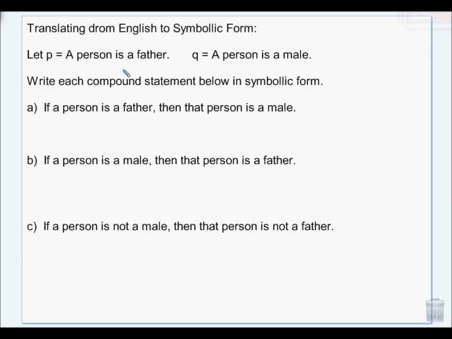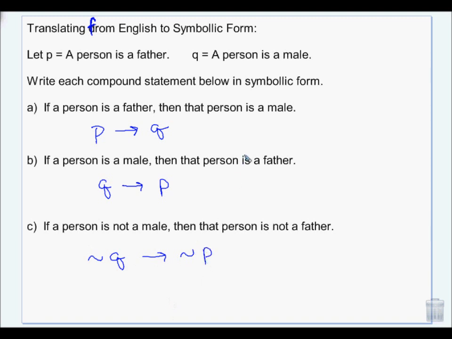All right, so we're going to translating. Wow. I think this is my most typos so far. Okay, from English to symbolic form. So if P is a person is a father, Q is a person is male. We're going to write them in symbolic form. So P is a person is a father. So if P, then Q. Okay, if a person is male, that's Q, then a person is a father, P. If a person is not male, so not Q, then not P.